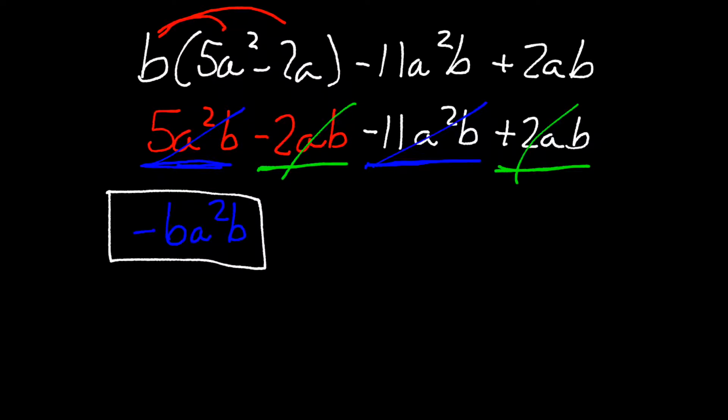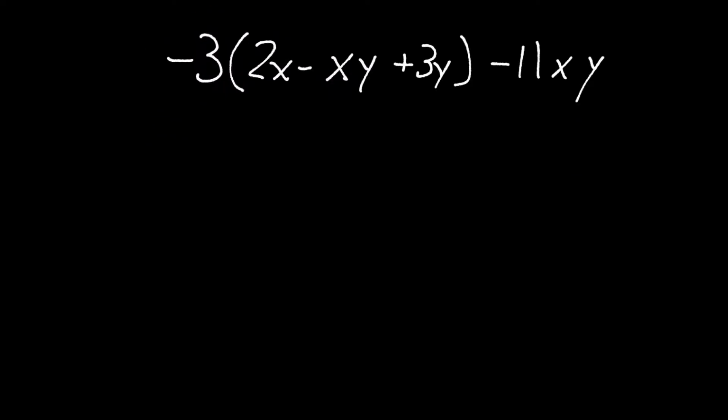I'll put the example up. You can try it on your own first, and then we'll go over it. Alright, for our final example, and the one that you're going to try on your own, we have negative 3 times the quantity 2x minus xy plus 3y, minus 11xy. And we want to simplify this down. So why don't you pause the video, give it a shot, and then hit play when you're ready, and we'll go over the answer.